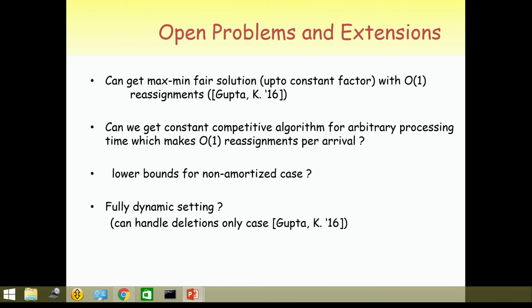Another interesting question is, it seems that if you insist that at each point of time, let's say you can only make 10 changes in your solution, there should be a lower bound, but we don't know how to prove such a thing. In terms of the non-amortized case, it's very poorly understood. The best we know is that one can get a log number of reassignments per arrival, and then one can get a constant competitive. But we don't know if you can get a constant comma constant non-amortized result.